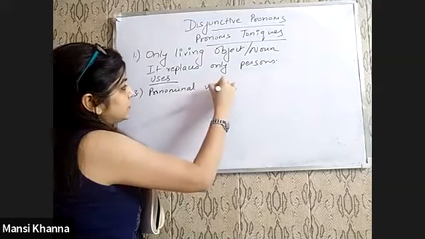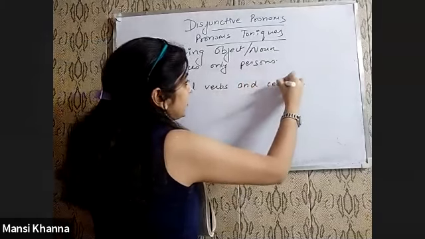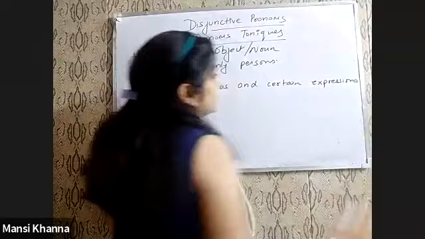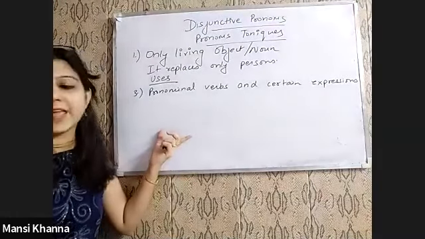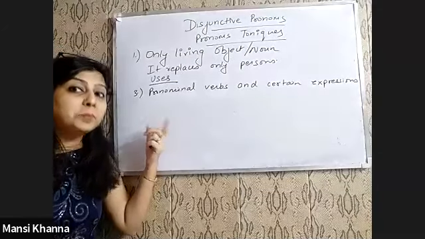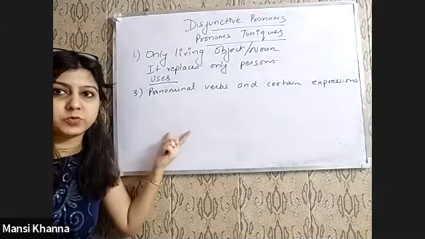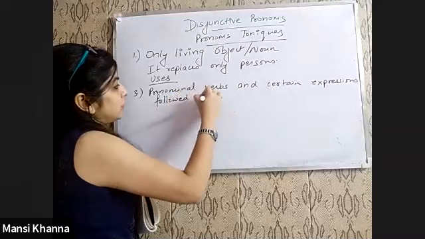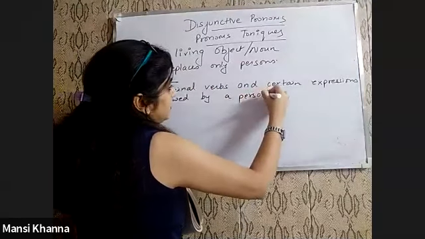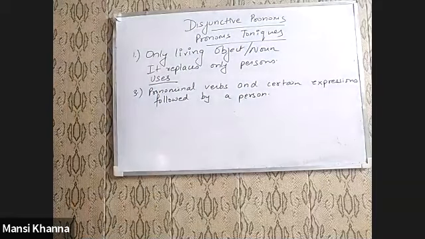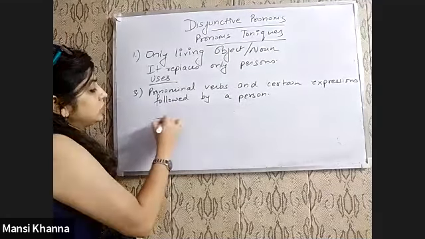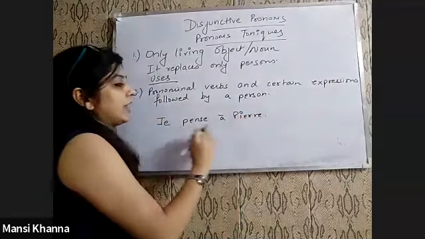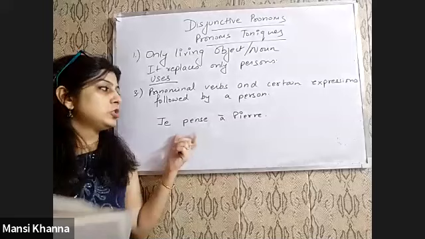Pronominal verbs and certain expressions. Pronominal verbs and certain expressions followed by a person are replaced by disjunctive pronouns. That means, for example, je pense à Pierre. I am thinking of Pierre. Je pense à Pierre.